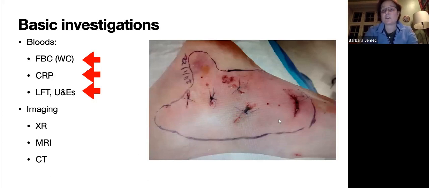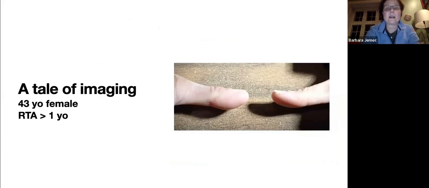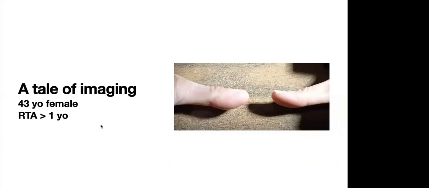You also want to do a bit of imaging. So you want to do x-rays to see if there are any foreign bodies visible on x-ray, any fractures. MRI is very good for osteomyelitis, but CT can also be super helpful. Now, I want to tell you a little tale of imaging.